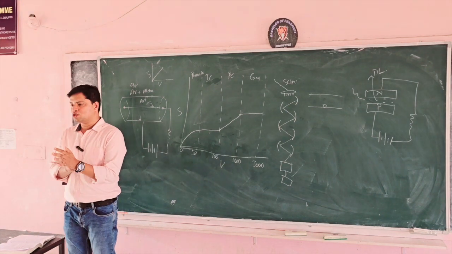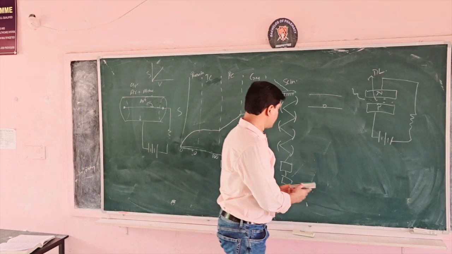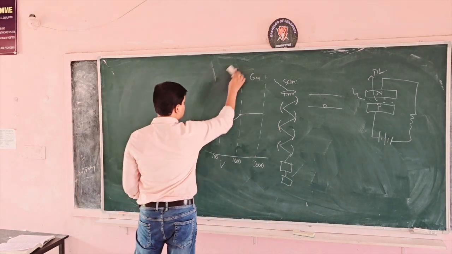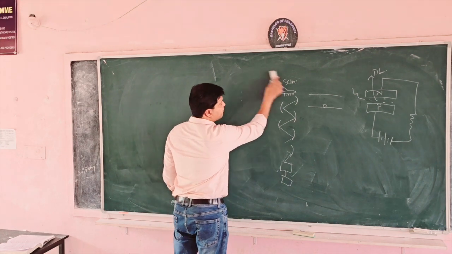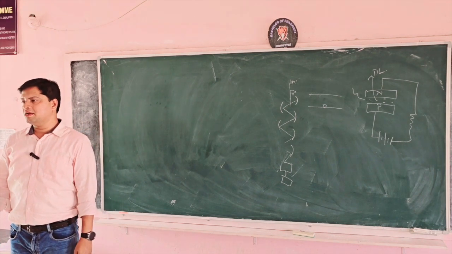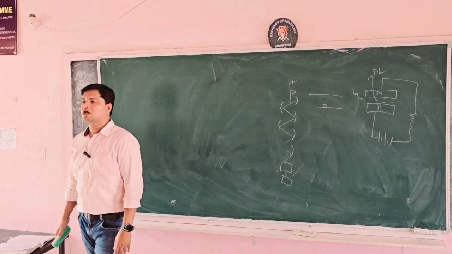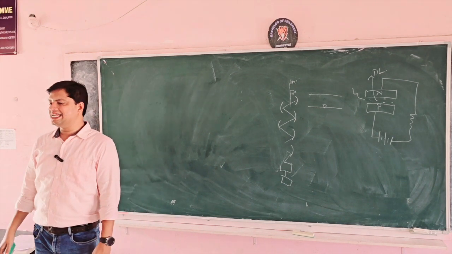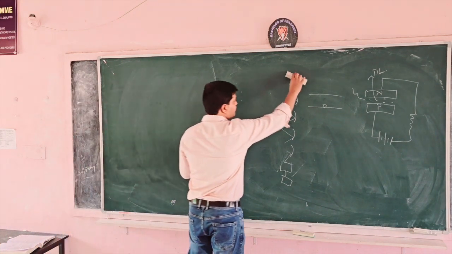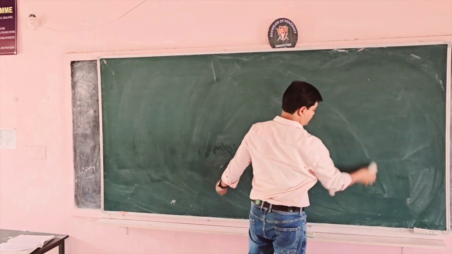Next is handling and storage of radioactive materials. We forgot one thing. In ionization chamber, proportional and GM counters, we use alcohol for what? Quenching effect. What is quenching? Avoiding unwanted signal. How is it avoided? Alcohol will absorb the unwanted signal.